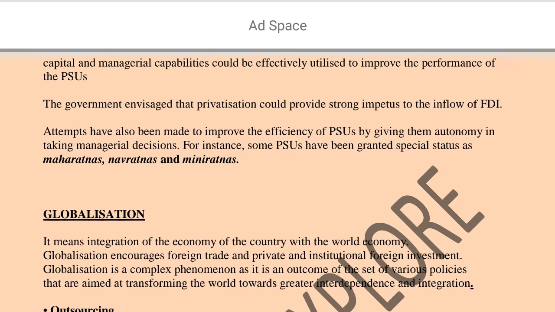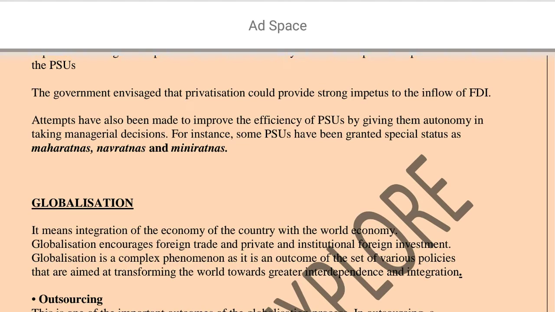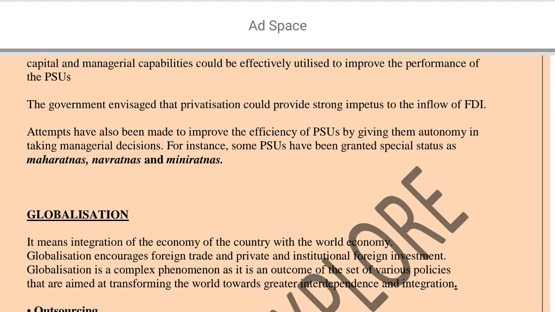Okay, so there were some PSUs who were granted special status as Maharatnas, Navratnas, and Miniratnas.